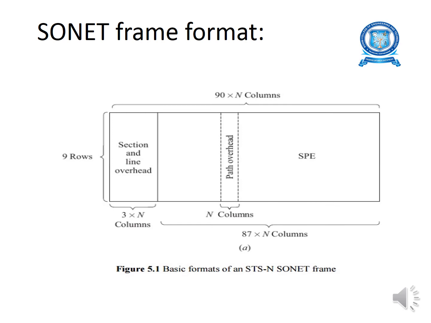The frame format is a two-dimensional structure which contains 90 columns by 9 rows, for a total of 810 bytes. In the STS-1 SONET frame, the first three columns are occupied by the TOH, that is, the transport overhead, and the remaining 87 columns are used by the synchronous payload envelope, SPE. The SPE is used for user data and details about the charges and payment required for the transmission.